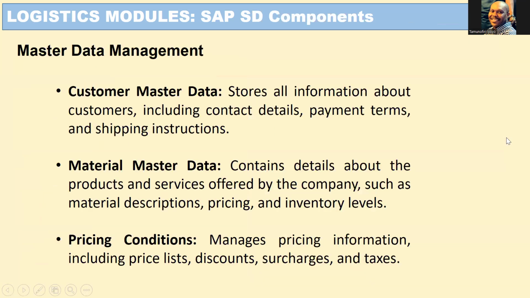So I haven't broken down the different sub modules now, but I just want to give us a larger picture of what the SD components would look like. Okay, so in the SD, there is what we call the master data management, for instance. Okay, there is the customer master, there is the material master, there is the pricing conditions. These are the main components of the master data.